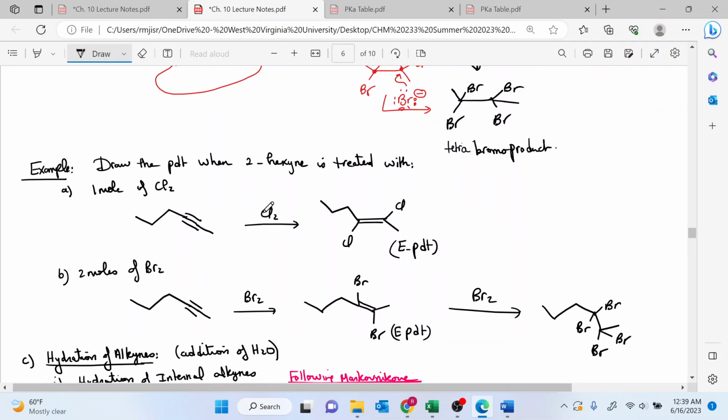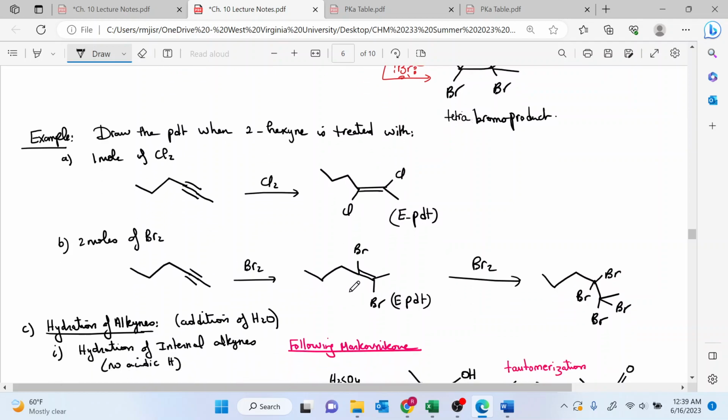This is an example. So every time you are using 1 mole of the halogen, make sure that you are forming the E product. If you're using 2 moles of the halogen, you don't have to show the intermediate. Just go ahead and show the final product in there where you're forming the tetrabromo product.